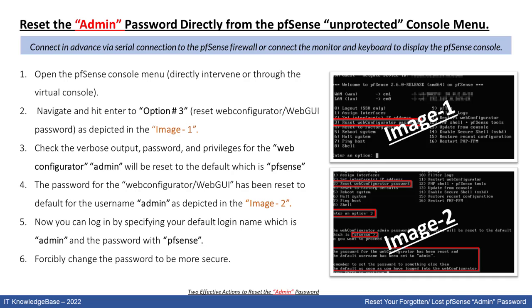Navigate and hit enter to option number 3. This is reset web configurator web GUI password, depicted in image number 1. Check the verbose output, password and privileges. For the web configurator, admin will be reset to its default password, which is pfSense. The password for the web configurator web GUI has been reset to default for the username admin, as depicted in image number 2.